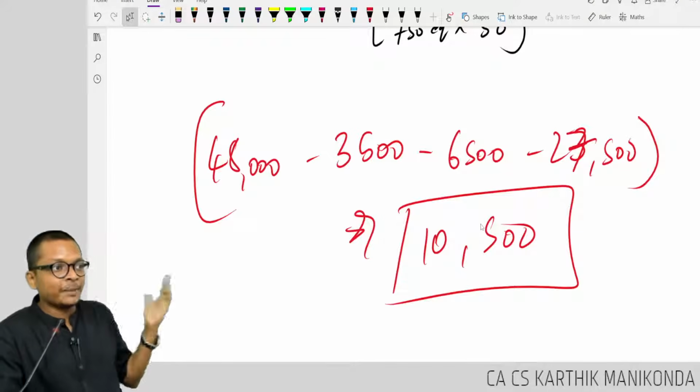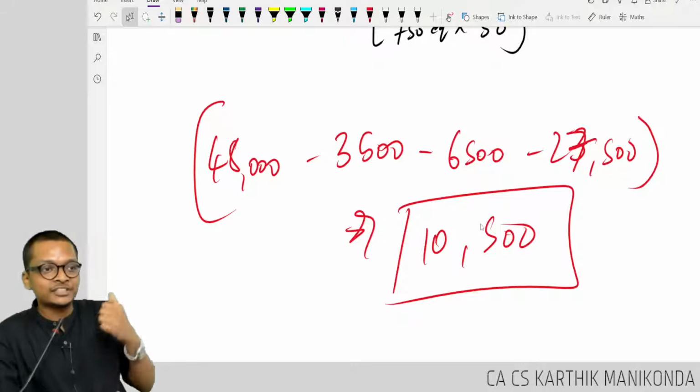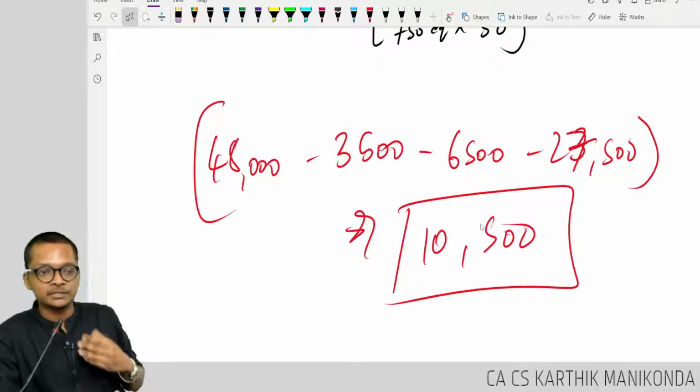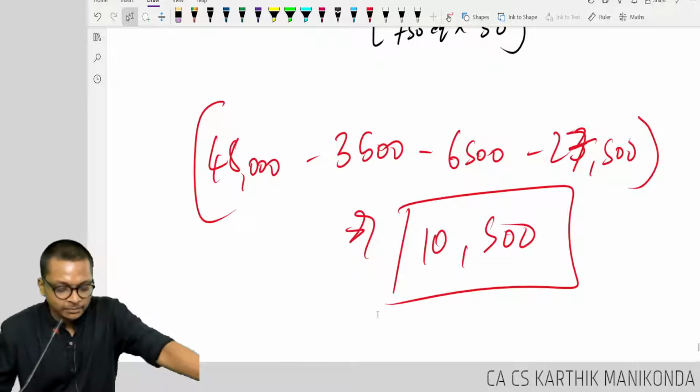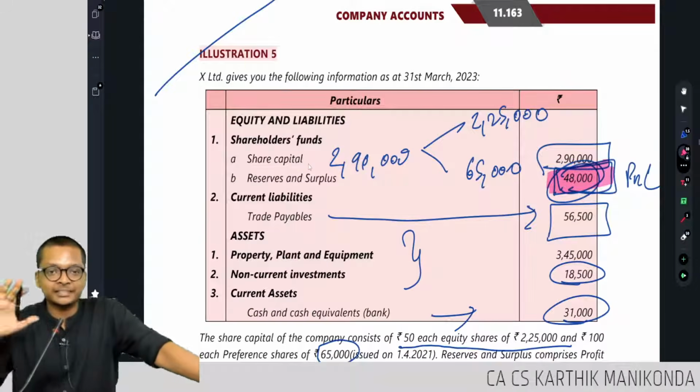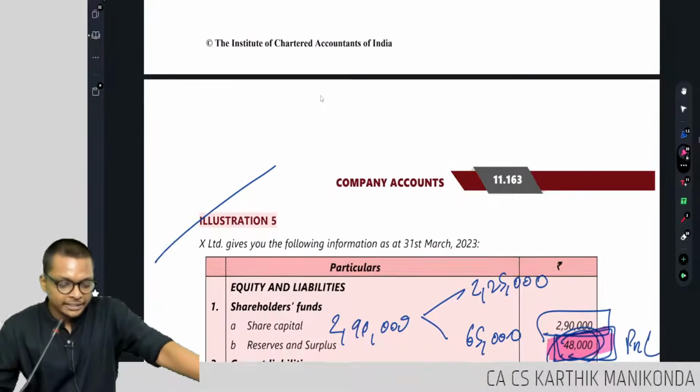But in some sums, what if the balance is not there? We have to check that also. Are you understanding, guys? Clear? Can we proceed to the next sum? Have you all understood this honestly, guys? Able to do it? Okay. Next.